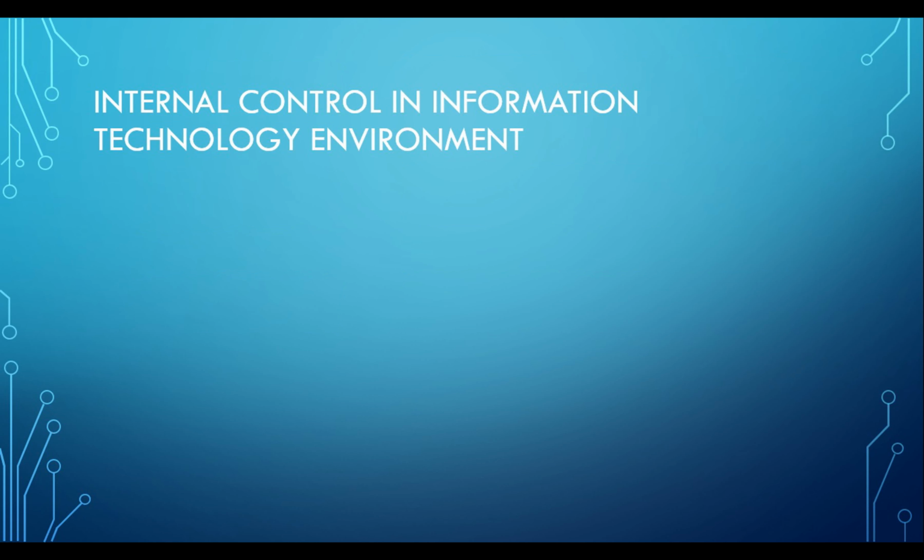Internal control in the information technology environment. There are two types of internal control, the general control and the application control. General control. This control covers the environment in which such applications are developed, maintained, and operated. This control can be categorized into four ways, which are data center and network operations, system software acquisition, change and maintenance, access security, and application system acquisition, development, and maintenance.